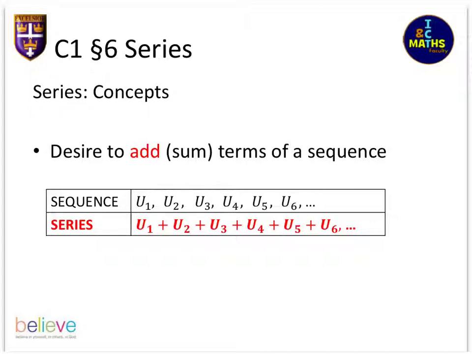The series as opposed to a sequence. A series indicates there's some sort of desire to add and sum up the terms of a sequence. So in this table here, you can see I've got a sequence which is a list of terms separated by commas, and to change that idea into a series, instead of commas, you can see I've got addition signs because I want to add them all together.